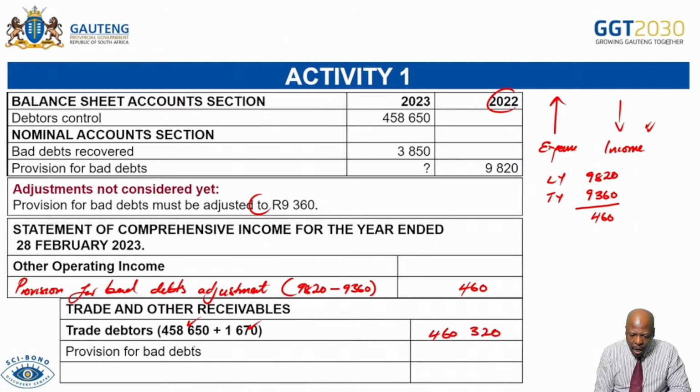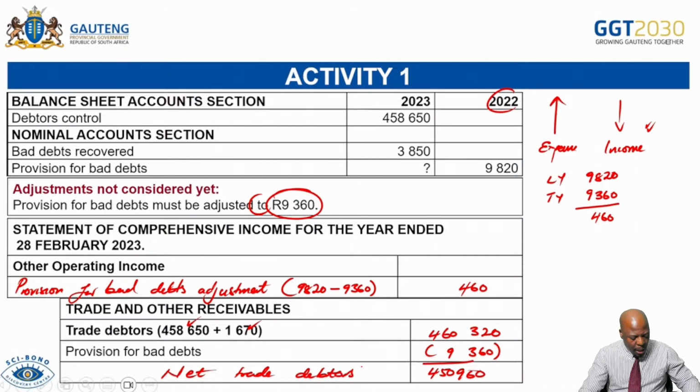Then I bring my provision for bad debts adjusted to. So I say provision for bad debts, I'm going to subtract that. That is my 9,360, like that. And then I would end up with an amount that is 450,960. And we call that our net trade debtors. Our net trade debtors.